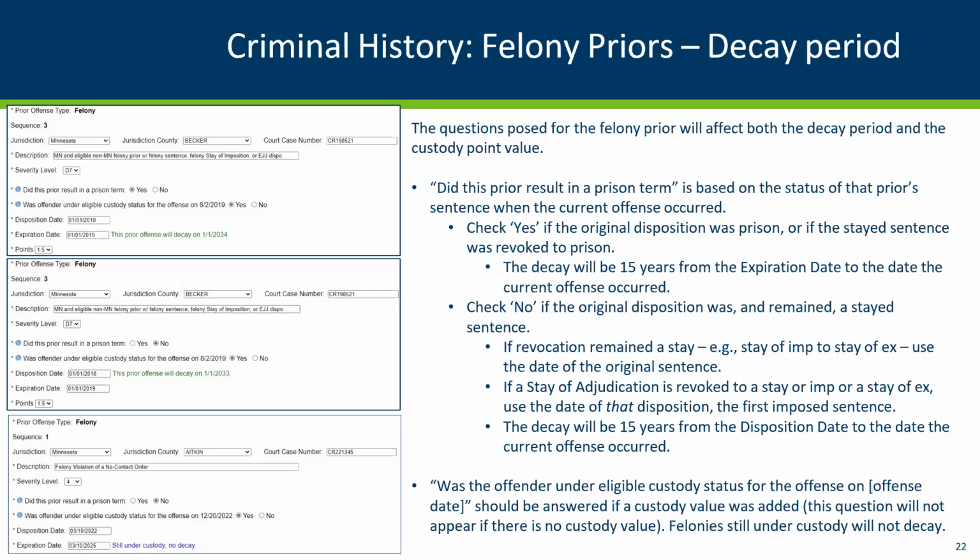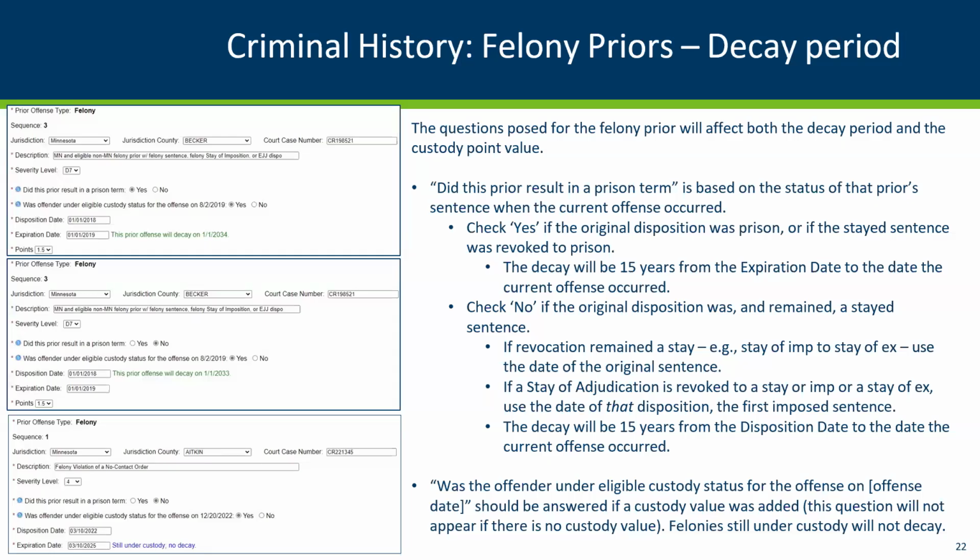As soon as they're done with their prison, with their full sentence, that's the expiration date, and that we add on 15 years to. But if it's a state sentence, so we say no to prison, it's a state sentence, that means it was originally disposed of as a stay, and it remained a stay. Now, it could have changed from a stay of imposition to a stay of execution, but that's still an original disposition of a stay. So we use that original sentencing date, disposition date, plus 15 years for those to decay.